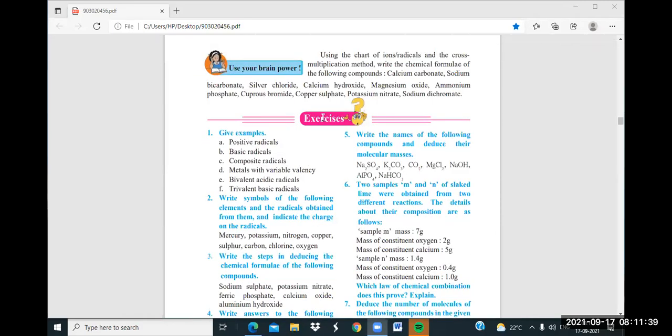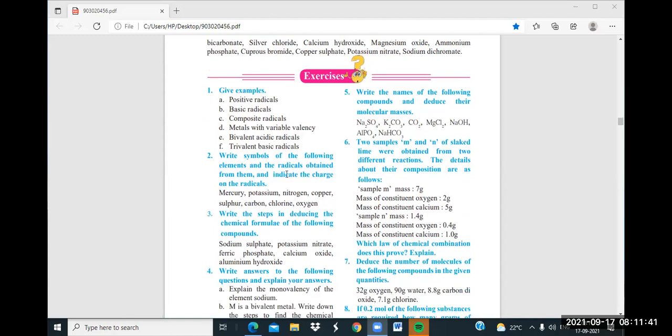Now, we have to write the symbols of the following elements and radicals obtained from them and indicate the charge on the radicals. Suppose first is given mercury. What is its symbol? Tell me. We have seen Hg. And what we have to write? Radicals obtained from them and the charge on the radicals.